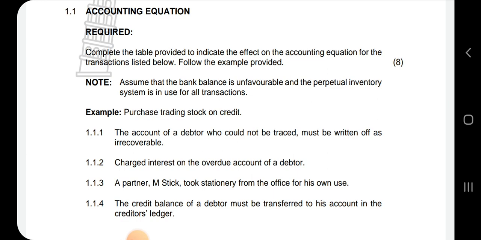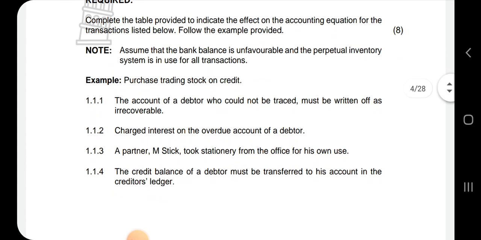transactions. And then example 1 says purchase trading stock on credit. This is an example they've given to you and they've shown you how you answer it in the answer book.